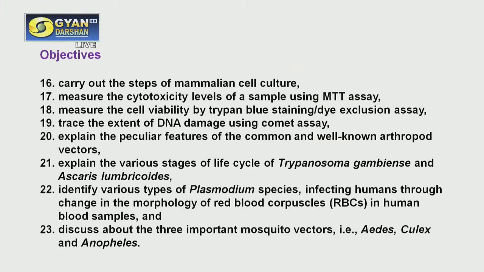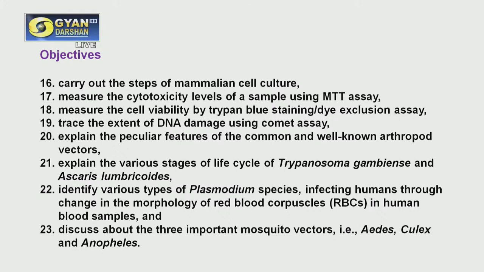Carry out the steps of mammalian cell culture. Measure the cytotoxicity levels using MTT assay. Measure the cell viability by trypan blue staining or dye exclusion assay. Trace the extent of DNA damage using COMET assay. Explain the peculiar features of common and well-known arthropod vectors. Explain the various stages of life cycle of Trypanosoma gambiense and Ascaris lumbricoides.